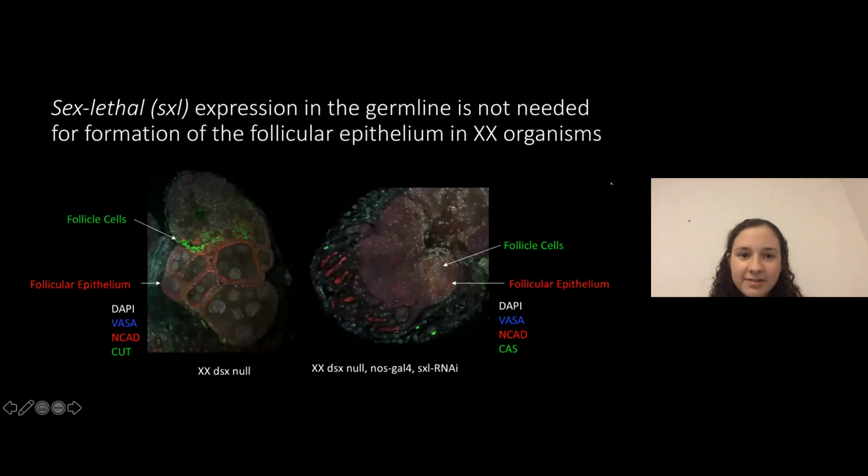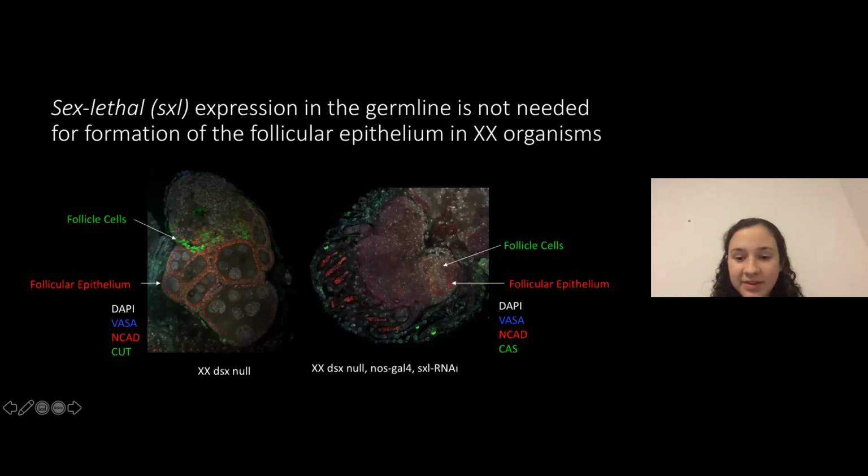Sex-lethal expression in the germline is not needed for the formation of the follicular epithelium in XX organisms. We can tell that because when you knock out sex-lethal expression in the germline, you still get a follicular epithelium and you can still get follicle cells. And even though the gonads are clearly not wild type, clearly affected by these changes, they retain these aspects of their anatomy.